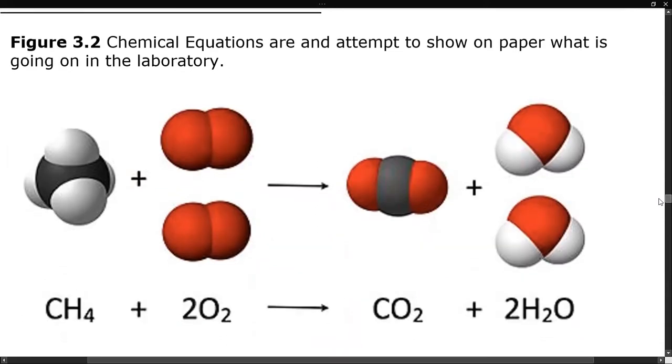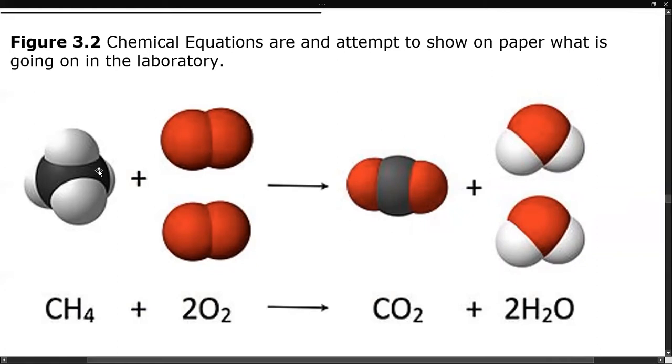So if we look at this reaction, we can see space-filling models of methane and oxygen on the reactant side, reacting to form carbon dioxide and water on the product side. And you can see we've balanced that reaction down below with 2 oxygens and 2 waters, but only 1 carbon dioxide and 1 methane.